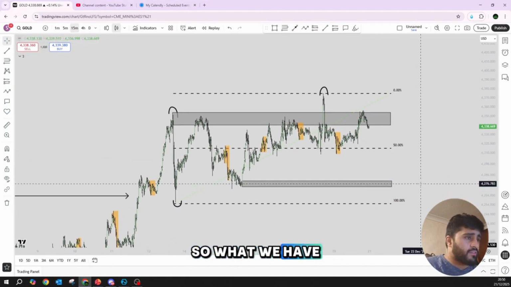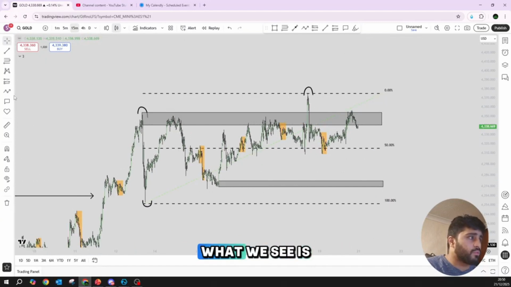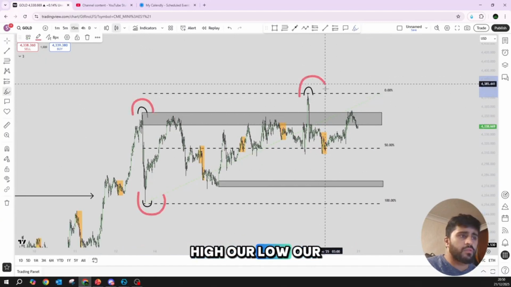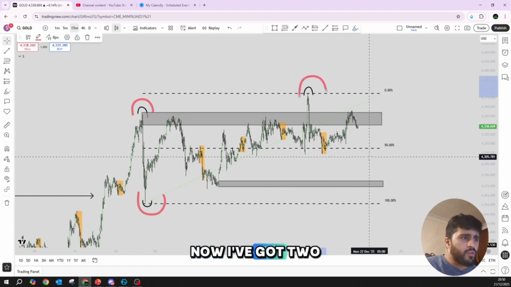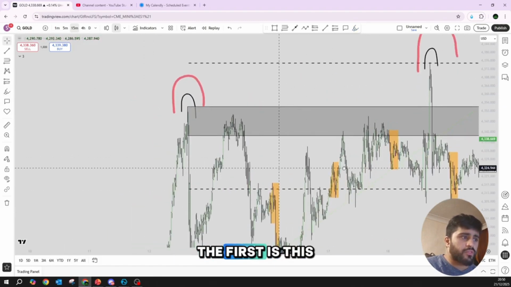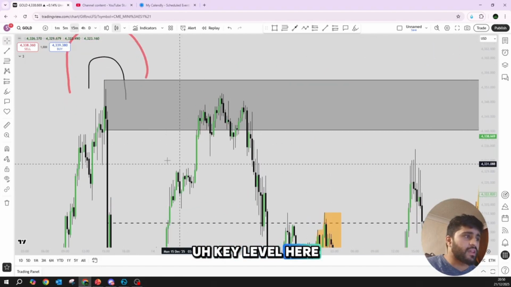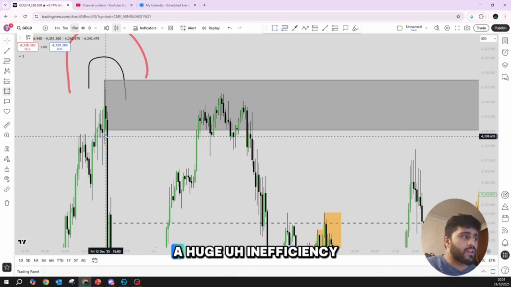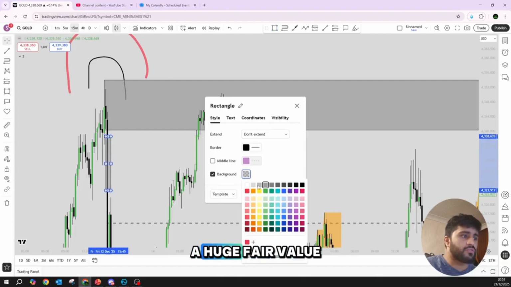So what we have over here, following the 4 pillars, what we see is again our high, our low, our high. Now I've got 2 levels I want traders to focus on. The first is this key level here. The reason why is because we left a huge gap, right? A huge inefficiency over here, a huge fair value gap.